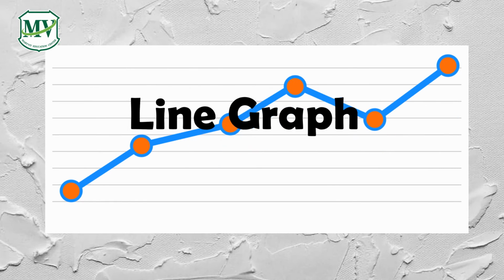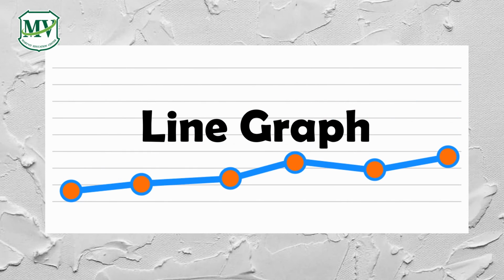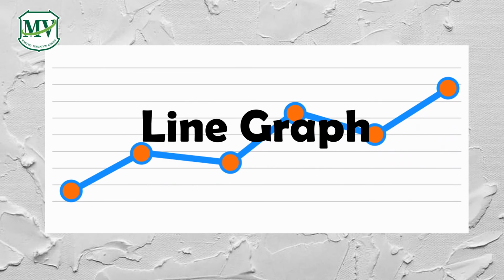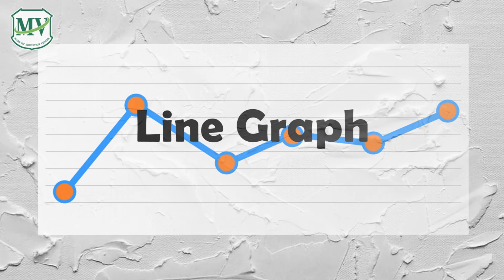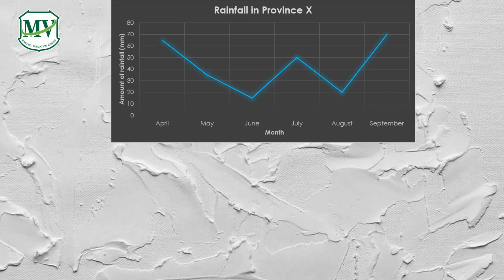Let's proceed to another type of graph, the line graph. A line graph is a drawing that uses lines to show how the data changes over a period of time. Let's have this example of a line graph. The title of this line graph is the rainfall in Province X. This data shows the rainfall of Province X from April to September.